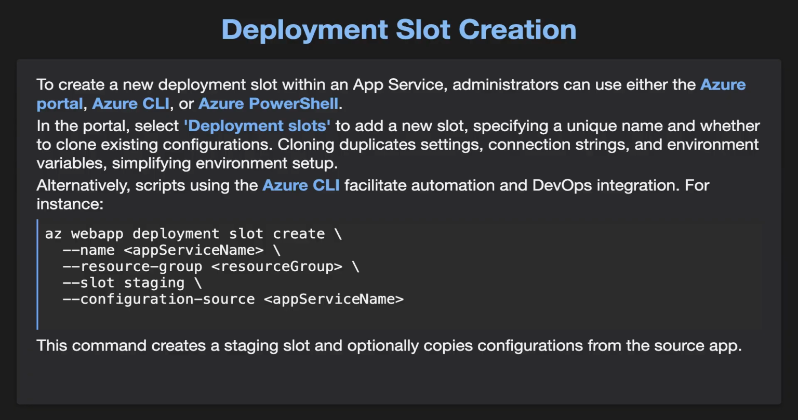For instance, bash: az webapp deployment slot create --name <app-service-name> --resource-group <resource-group> --slot staging --configuration-source <app-service-name>. This command creates a staging slot and optionally copies configurations from the source app.